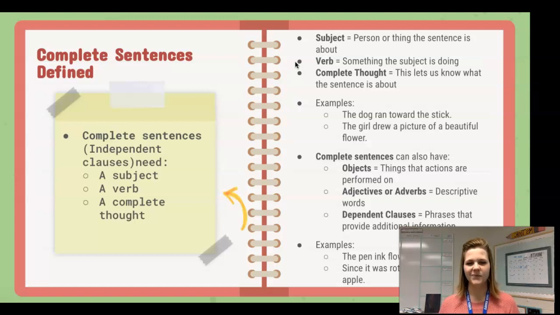Examples of this would be, the dog ran toward the stick, or the girl drew a picture of a beautiful flower. Now, complete sentences can also have objects or things that actions are performed on. They can have adjectives or adverbs, which are those descriptive words. And they can also have dependent clauses. Now, dependent clauses are simply phrases that provide extra information to the sentence. Examples of that would be, the pen ink flowed on the paper easily, or since it was rotten, I didn't eat the apple.